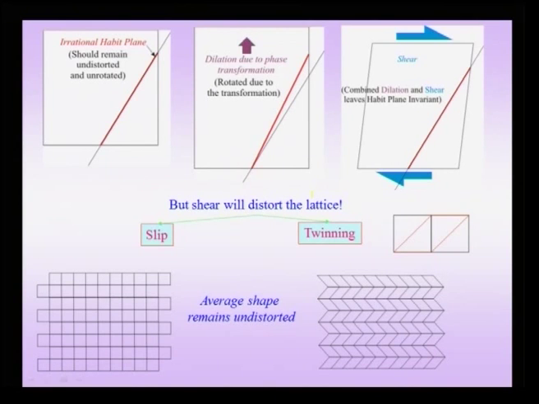Now, let us try to understand why we need this shear to accommodate this invariant plane strain condition. Let us assume that there is a plane here, and of course these are schematics to understand this. There is a plane, for instance the one drawn in line, a crystallographic plane, and typically this is an irrational plane, also called the irrational habit plane. And this irrational habit plane has to remain undistorted during this whole process of martensitic transformation.